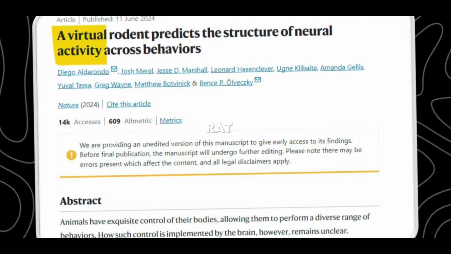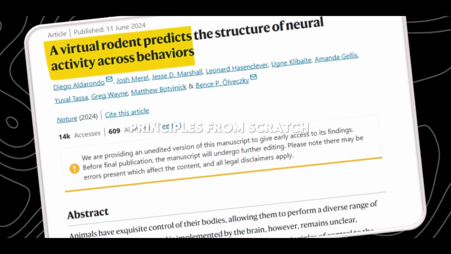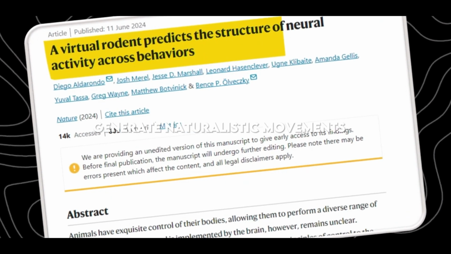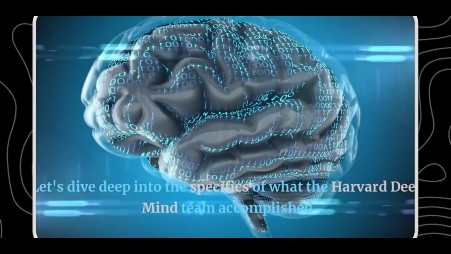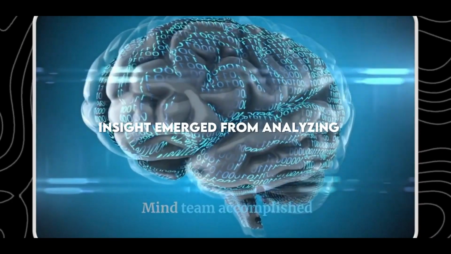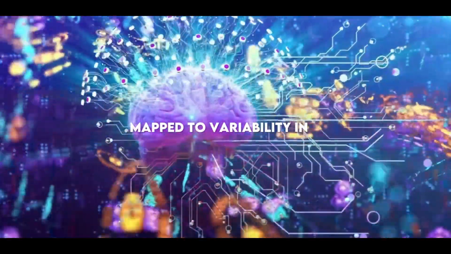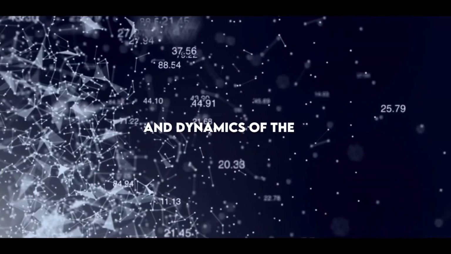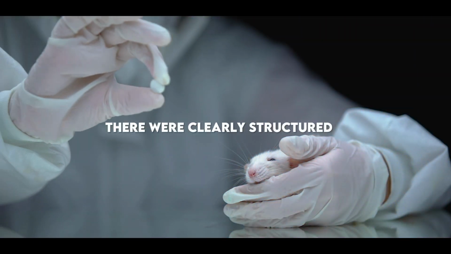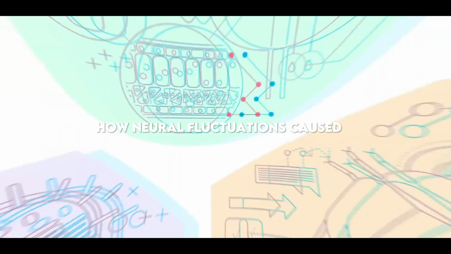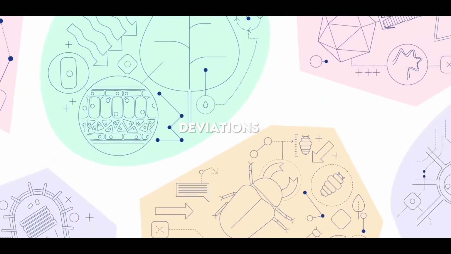The virtual rat brain was discovering these principles from scratch, simply by trying to generate naturalistic movements. Another powerful insight emerged from analyzing how variability or noise in neural activations mapped to variability in the kinematics and dynamics of the virtual rats. There were clearly structured patterns in how neural fluctuations caused specific types of movement deviations.